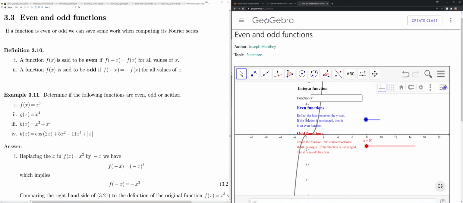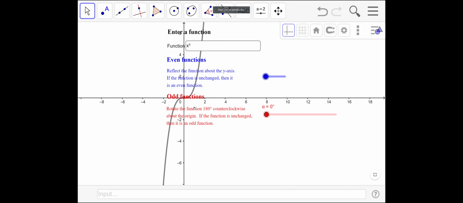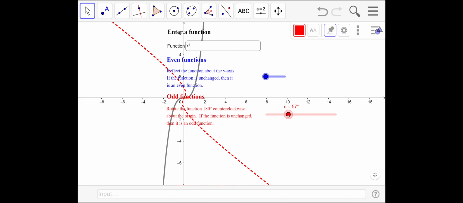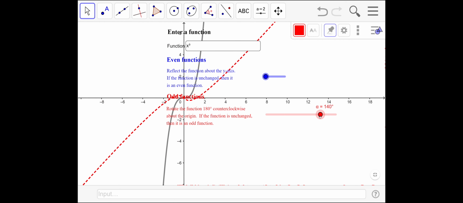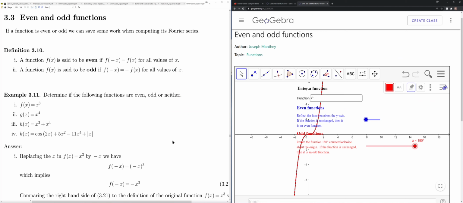Another way graphically to see if a function is odd is if you rotate the graph of the function 180 degrees about the origin. You get back the same graph. So you see in that example that x cubed is odd. But I can also check using my definition here.